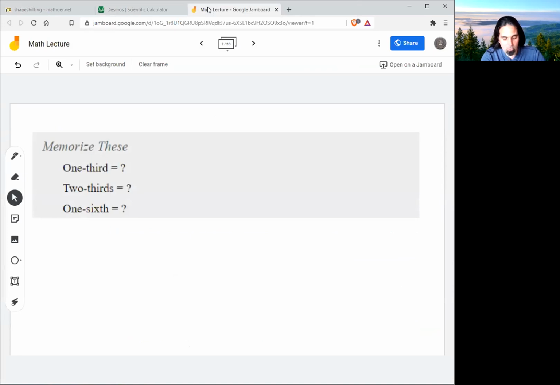So I will write that down. 1/3 is 0.333 going on forever. And the official way to write that is with a bar over the 3. That shows it goes on forever. I'll talk about that a little more in just a moment.